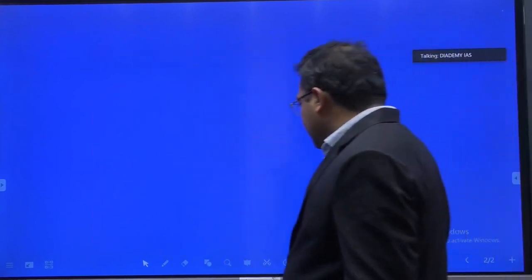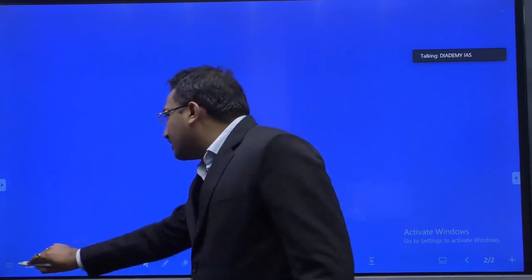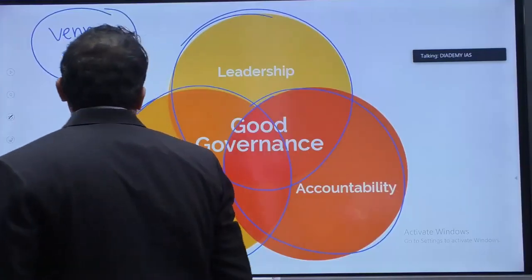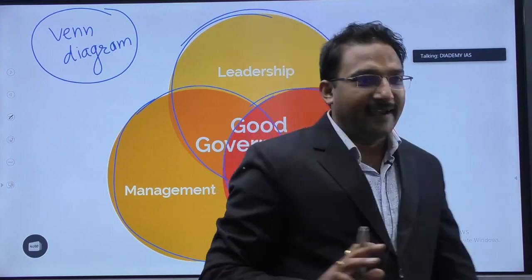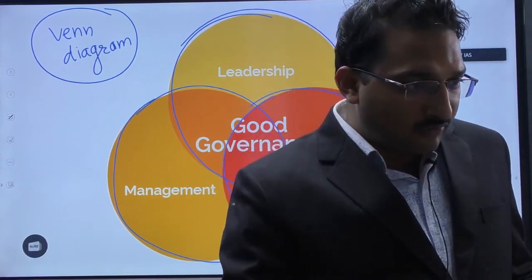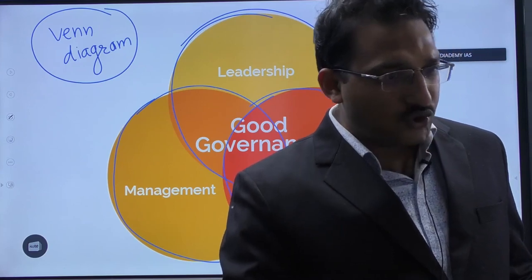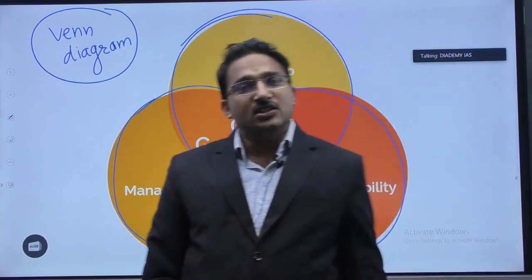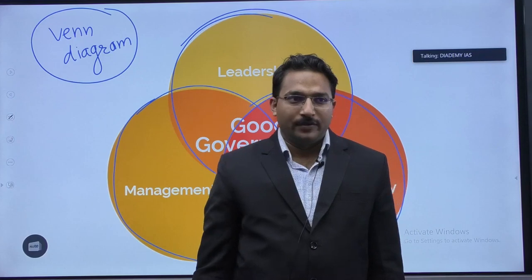Okay, wonderful. Let's get back to our PPT. So this is one Venn diagram. Karunesh is asking, should figure number continue across all questions or start with figure number one in each question? In each question, figure number one, that is more appropriate.